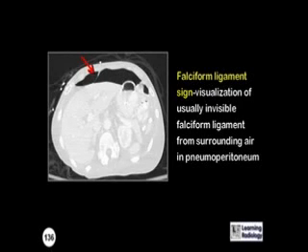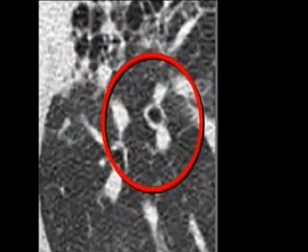This is the falciform ligament sign, which is visualization of the usually invisible falciform ligament on the anterior surface of the liver from surrounding air in a pneumoperitoneum. What is the name of this sign?